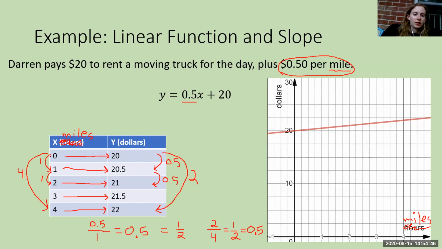So if Darren goes 0 miles, he's going to have to pay $20. So when my X value is 0, my Y value is 20. That's this point right here, which lies along the line. If Darren drives 1 mile, he's going to have to pay $20.50. So just a little bit more than 20. He drives 2 miles, it's going to be $21. 3 miles, $21.50. 4 miles, 22, and so on.